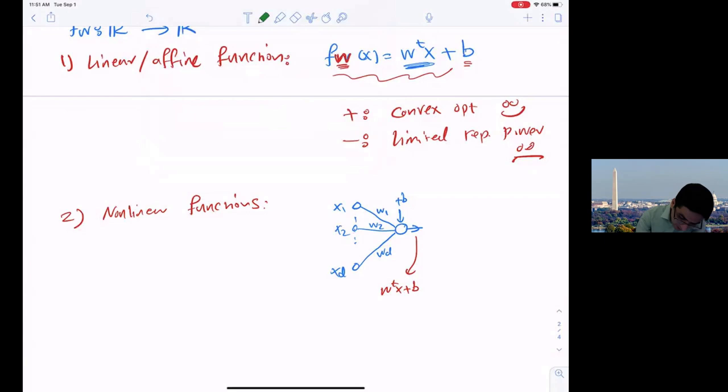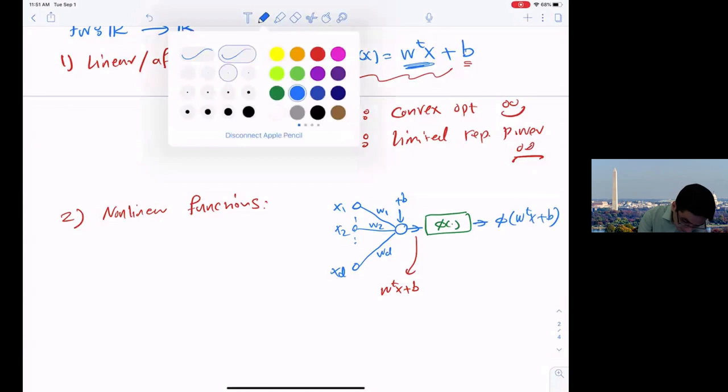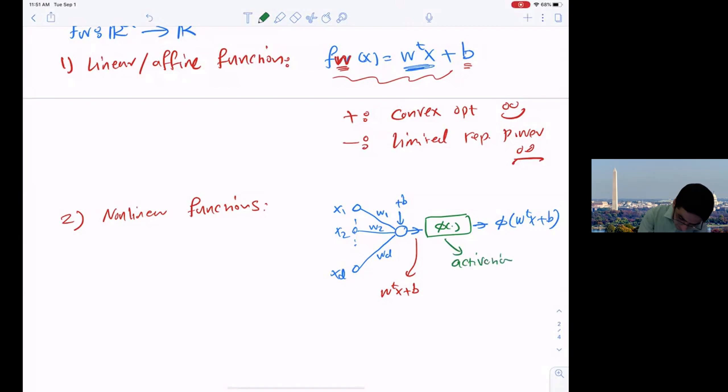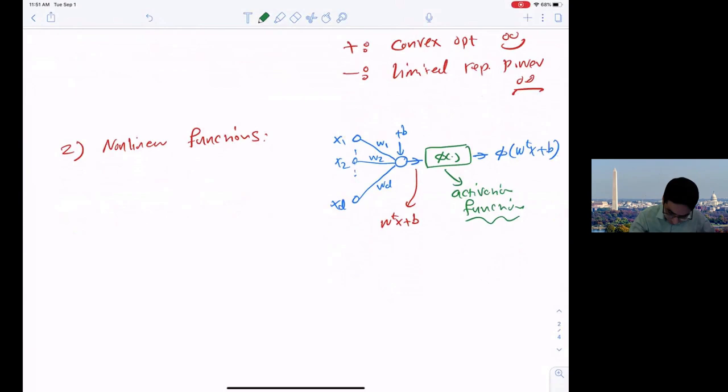Let's say I have phi, and my output would be phi of W transpose X plus B. And phi is a nonlinear function. We call it an activation function. All right, congratulations. This is perhaps the simplest neural network. So this is a mapping from the D-dimensional space to a one-dimensional space. It is nonlinear. So this architecture is a simple neural network architecture.